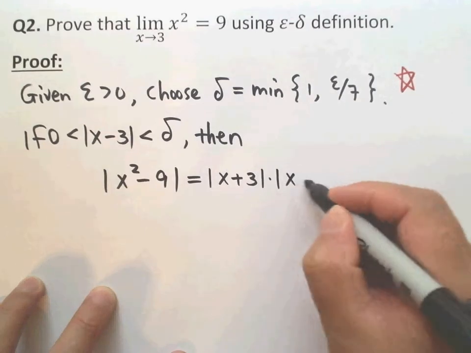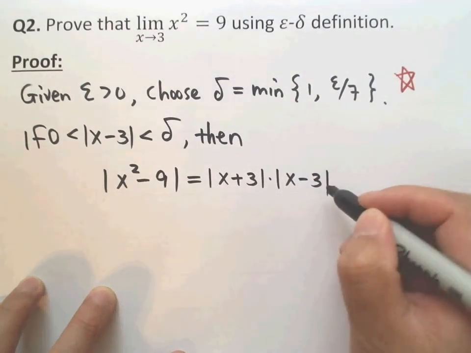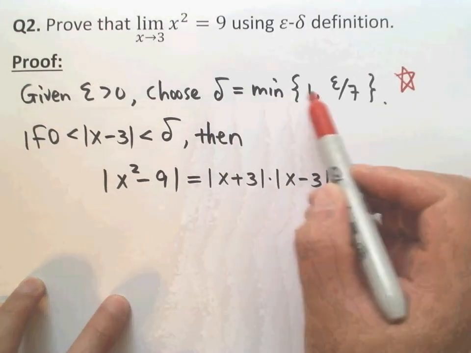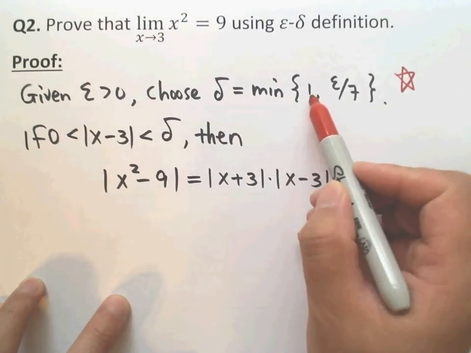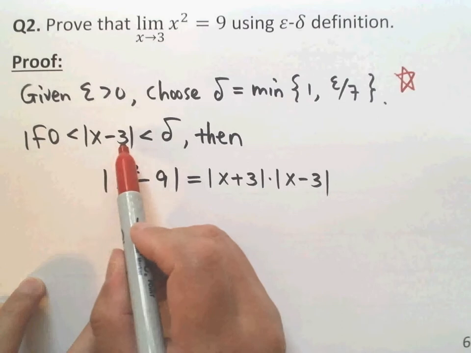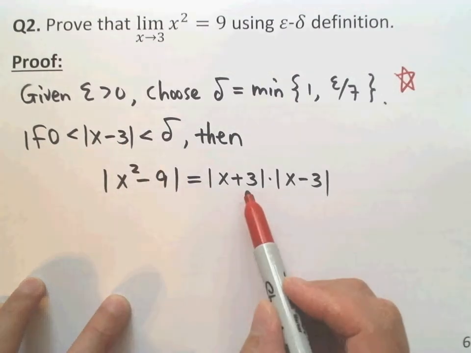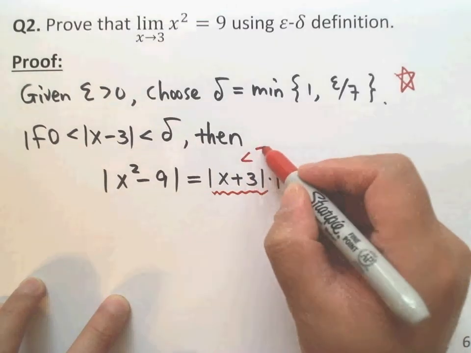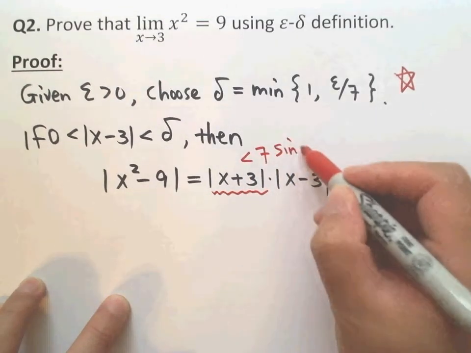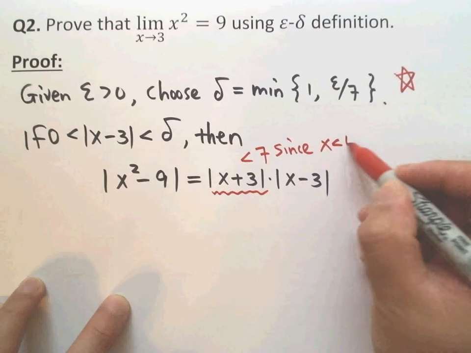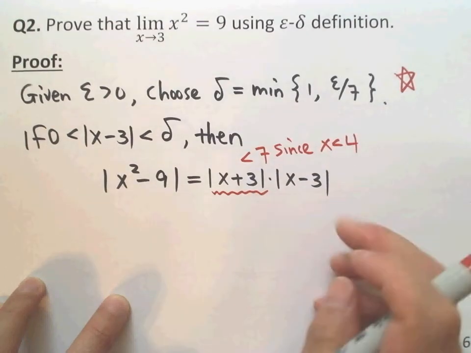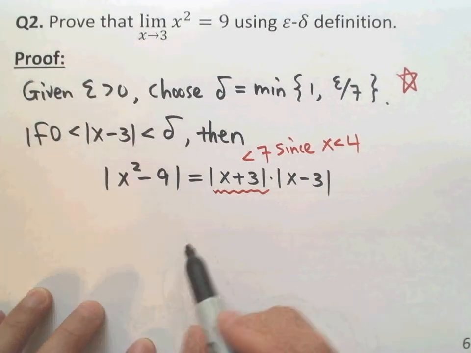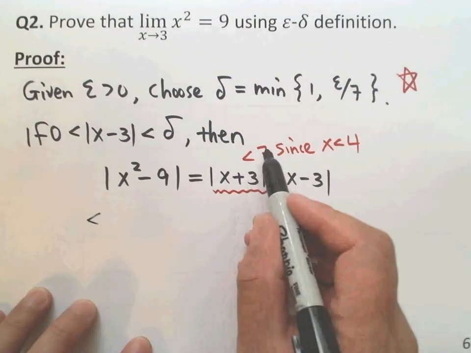The first step, break down the factor, right? So we have x plus 3 times x minus 3. Do you remember this? We get it because delta is less than or equal to 1, which means the absolute value of x minus 3 is less than 1. Remember this? The first term is less than 7, since x is less than 4. Do you remember this? x less than 4 means x plus 3 is less than 7.